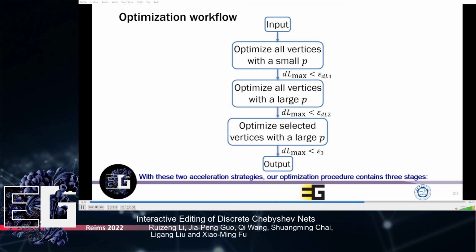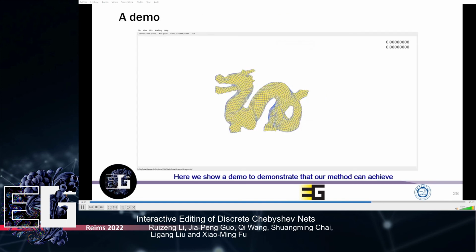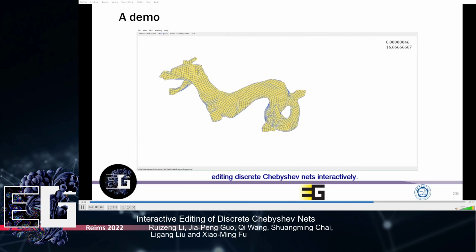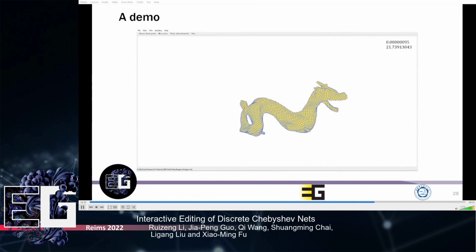With these two acceleration strategies, our optimization procedure contains 3 stages. The first is optimizing all vertices using a small p. The second is updating all vertices using a large p. And the third is optimizing the selected vertices with a large p. Here we show a demo to demonstrate that our method can achieve interactive editing of discrete Chebyshev nets.